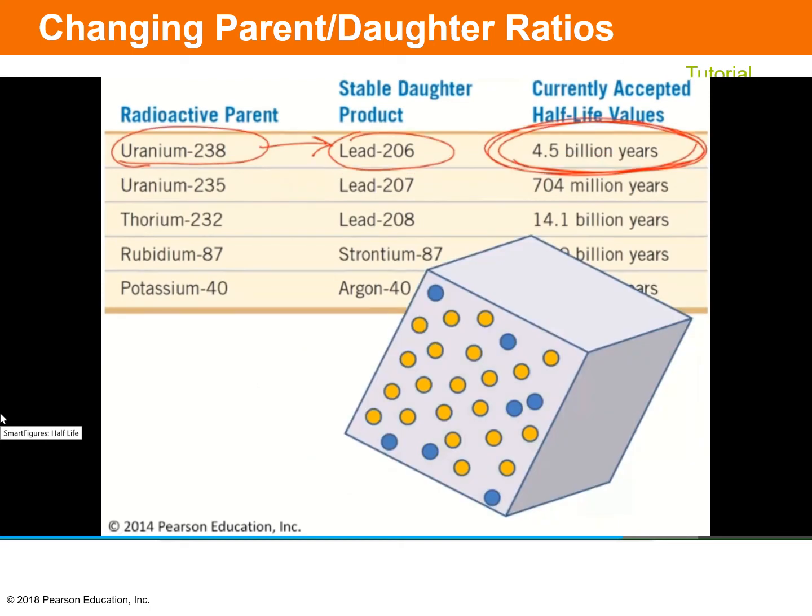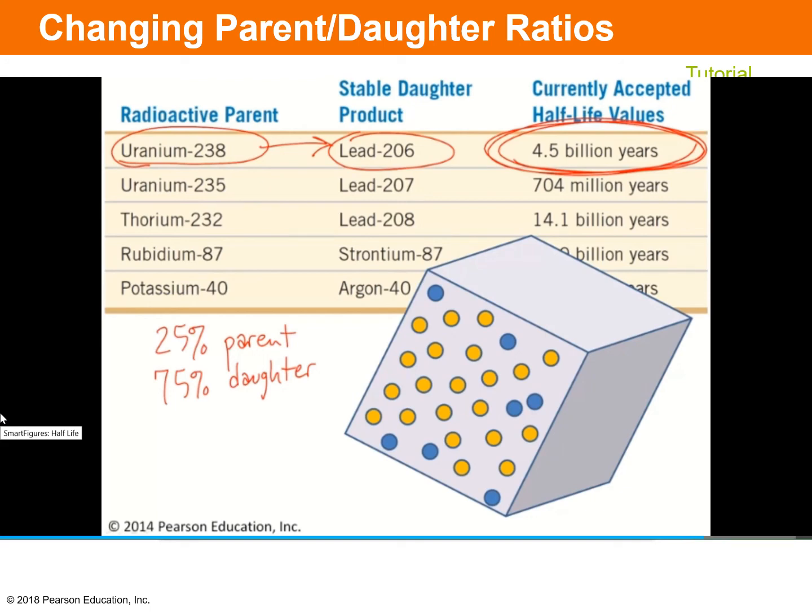Let's try a different crystal now. We changed the color of our little cube here. We're going to switch isotope systems to uranium-238. Notice that it turns into lead-206 with a half-life of 4.5 billion years. If you take a look at the crystal here, you see 25% parent, 75% daughter. So let's do the math here. How many half-lives have gone by, and then you need to multiply that by 4.5.